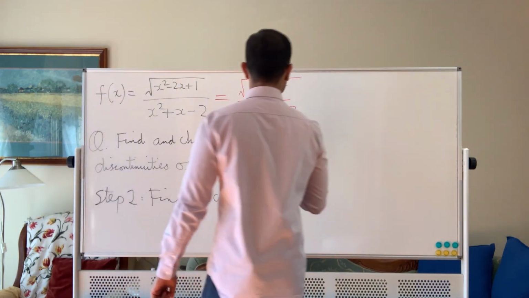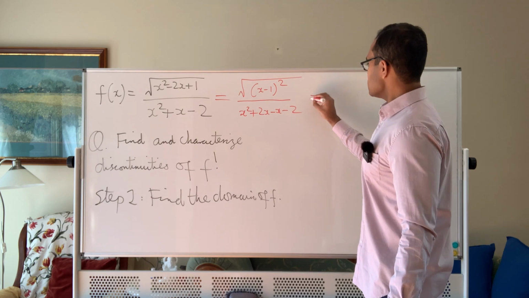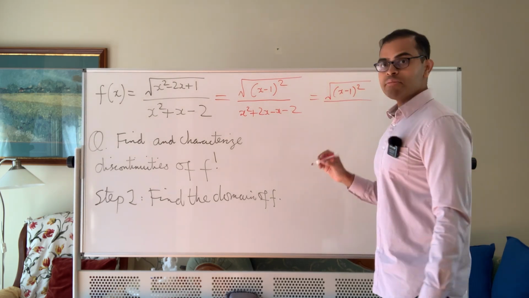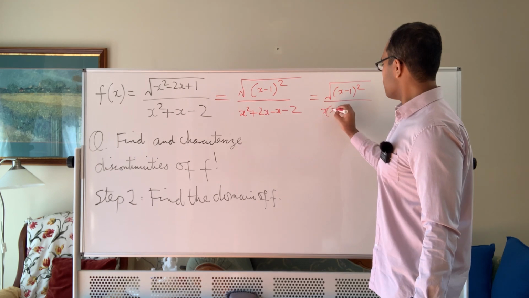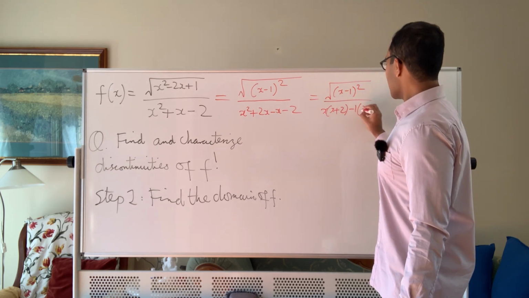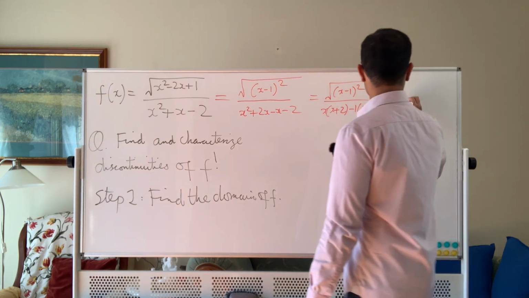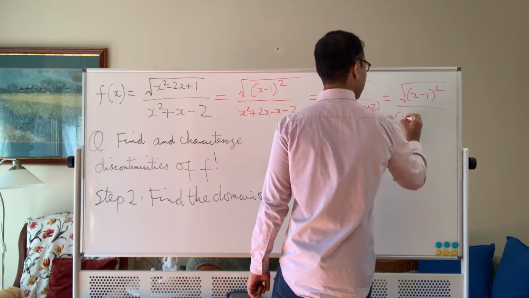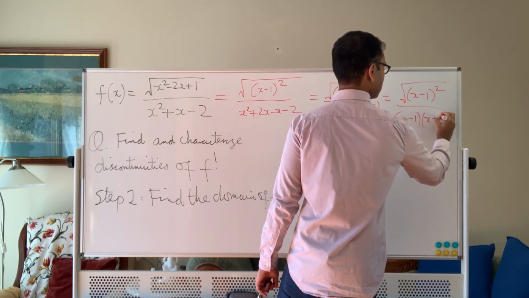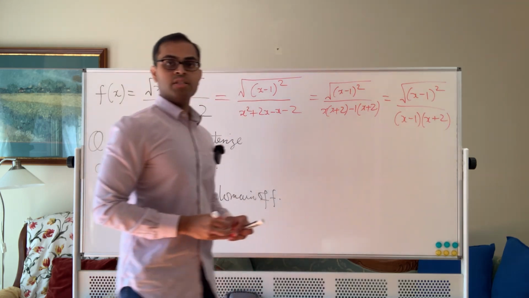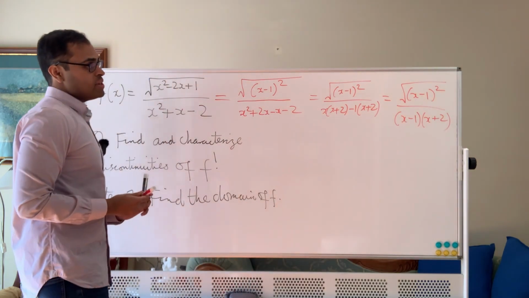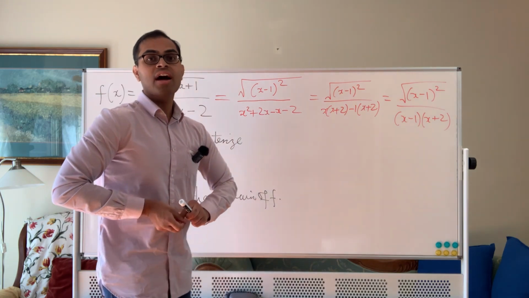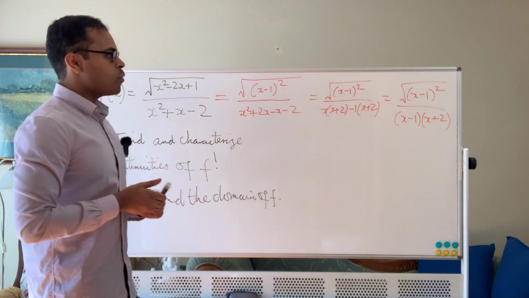So we're going to now work out what this is. This is just going to equal the square root of (x minus 1) squared divided by x times (x plus 2) minus 1 times (x plus 2), which is going to equal the square root of (x minus 1) squared divided by (x minus 1) times (x plus 2). So that's going to be the expression you're going to have. And already we see that 1 and negative 2 are not going to be in the domain because you can't divide by 0. So that's number one.